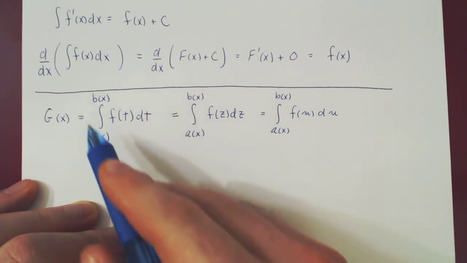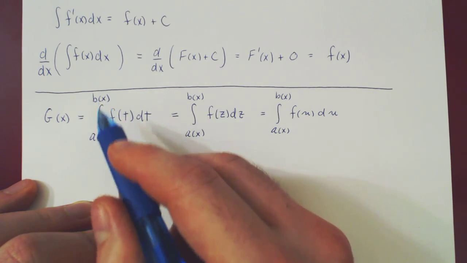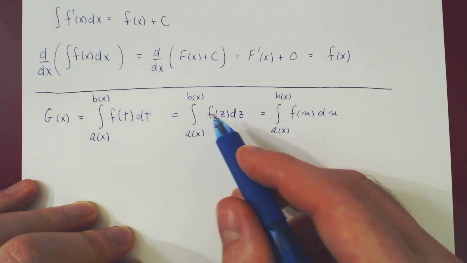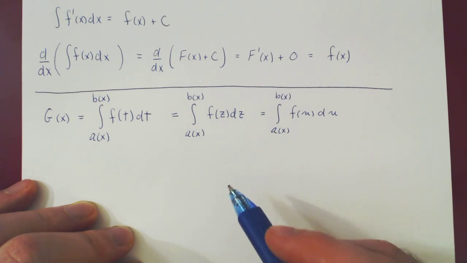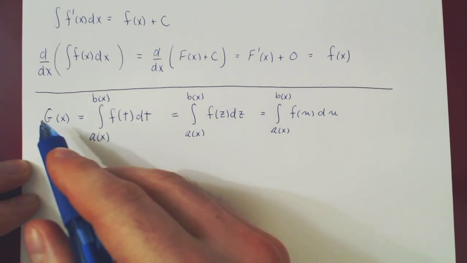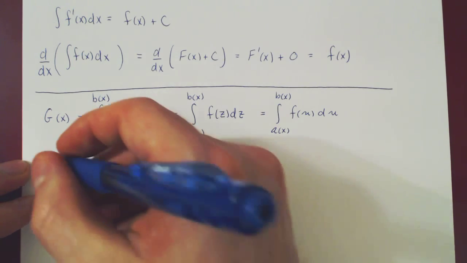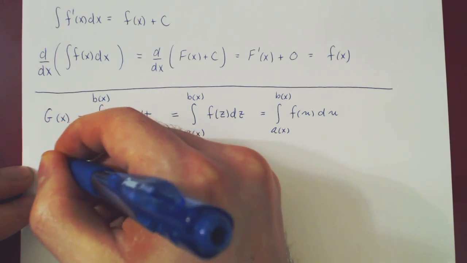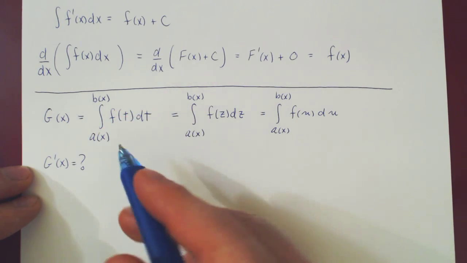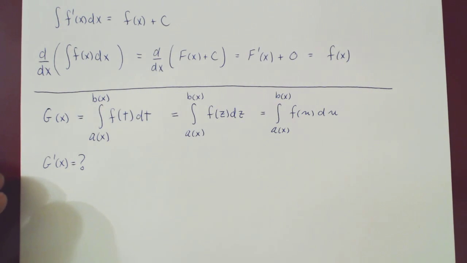So when you see something like this, always remember that it is a function of the variable in the bounds of integration, not in the integrand, as the variable in the integrand is a dummy variable when it comes to a definite integral. So now we have this function of x. We can ask, what is its derivative? So what is g prime of x equal to? How do we differentiate something like this? Now it looks a bit scary.